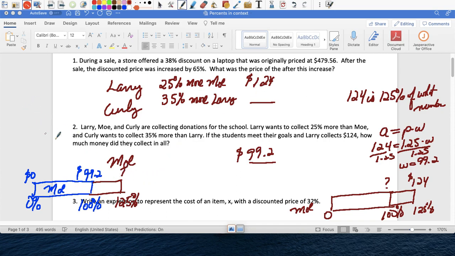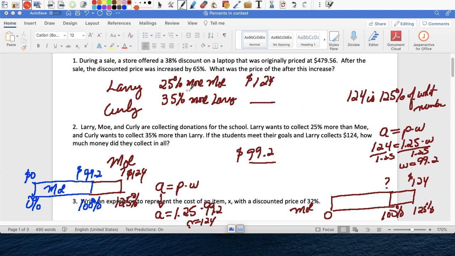Right? So again, A equals PW. In this case, the part's what I'm trying to find out, so that's going to stay here. The percent is going to be 1.25, and W, which is what Mo had, 99.2. So that should give me 124. 1.25 times 99.2. Look at that. It gives me 124. And that was just to confirm this step that we just did.